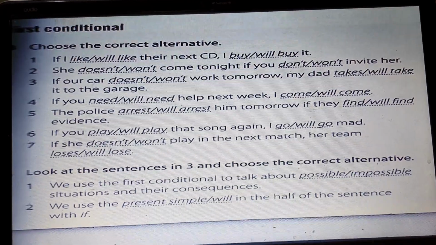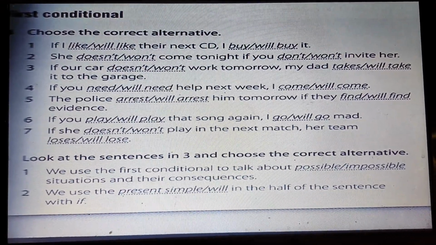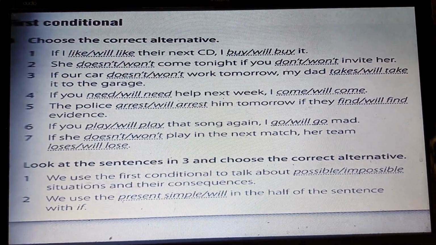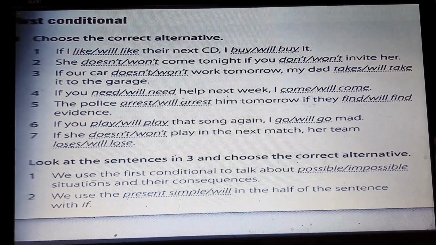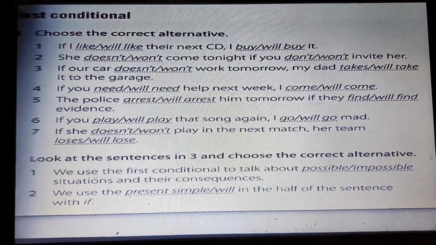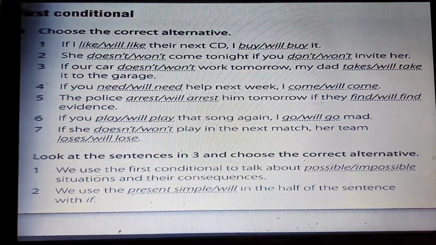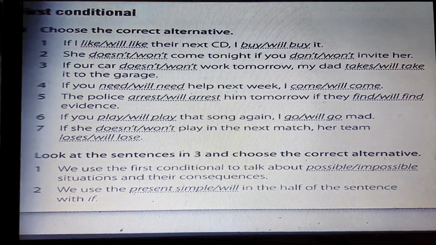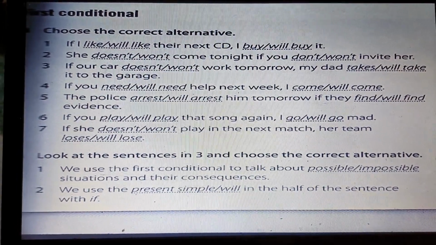Number 5. The police arrest or will arrest him tomorrow if they find or will find evidence. What do you think? The police will arrest him tomorrow, because we don't have if at the beginning, so we start with will. There is no comma. The police will arrest him tomorrow if they find evidence.